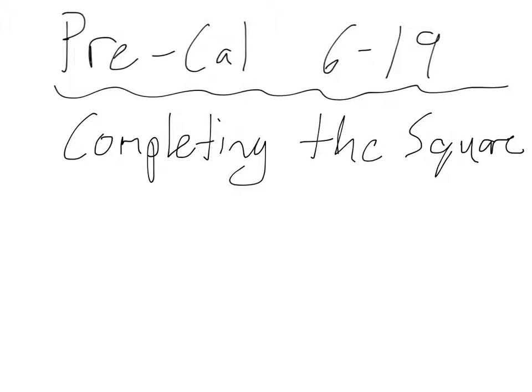So let's say I have a basic quadratic equation like x squared plus 3x minus 11 equals 0. Completing the square can be used on any quadratic. Just like the quadratic formula, it is a universal method that always works. But it's especially useful, of course, when it's not factorable.